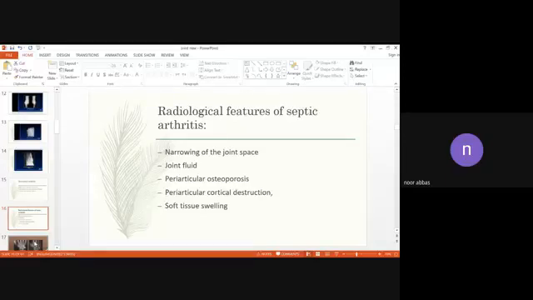When they appear, they will be in the form of narrowing of the joint space, presence of joint fluid, periarticular osteoporosis, which means decreased bone density on each side of the joint, periarticular cortical destruction, which means that you can't trace the cortex on each side of the joint, and soft tissue swelling. Soft tissue swelling is one of the earliest findings that we observe in patients with septic arthritis.